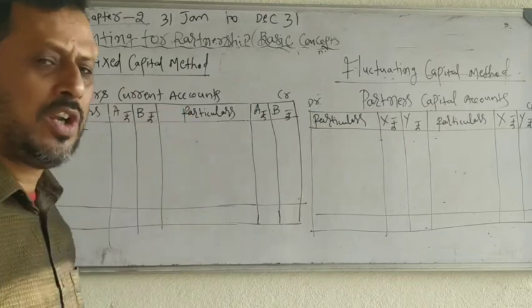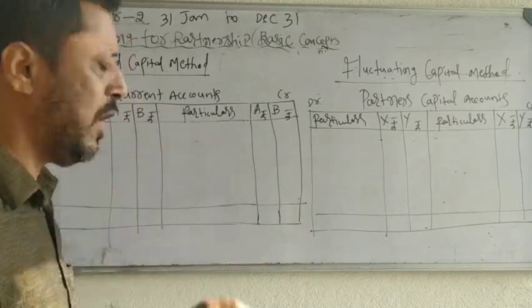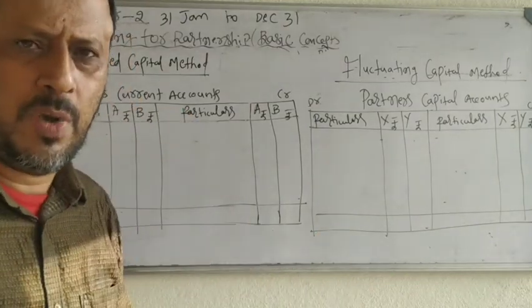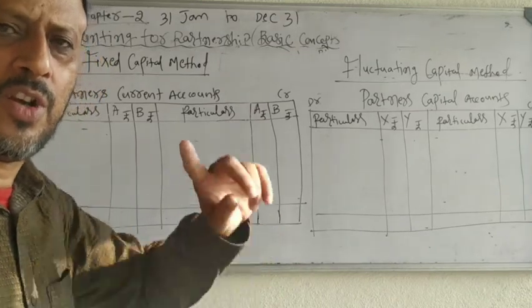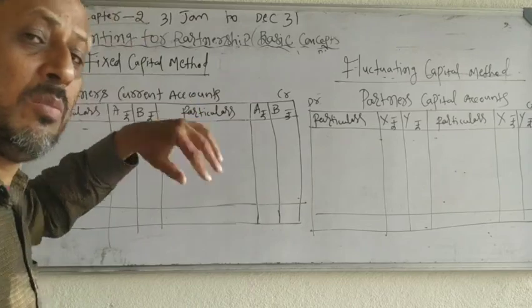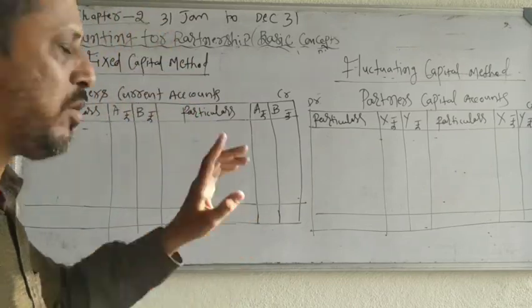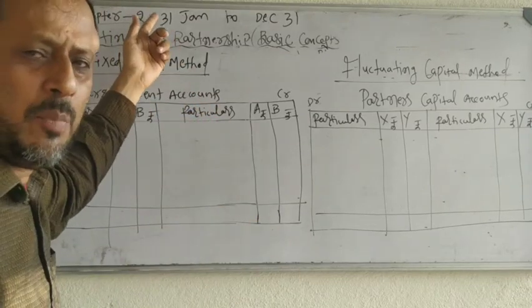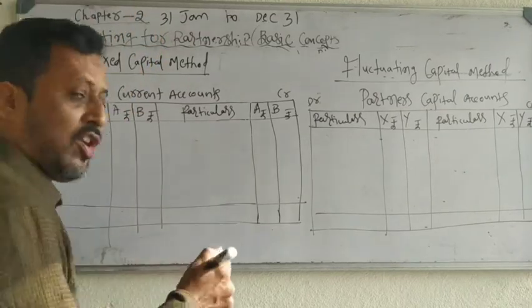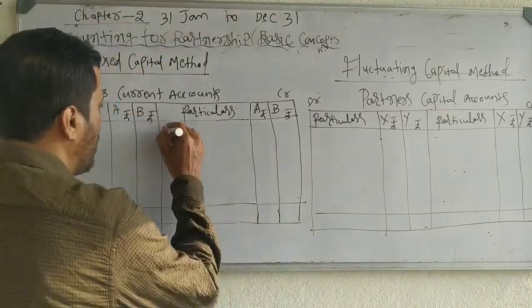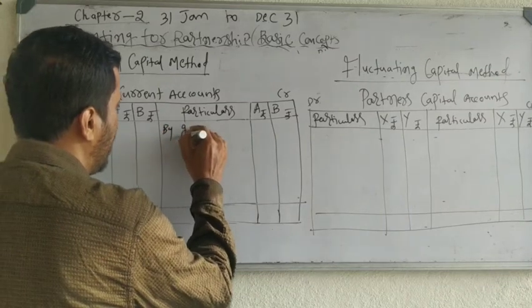Okay, I will record entries. In the fixed capital method, you should not record capital balance here. Why? Capital balance of the partner is recorded in the partner's capital account. In that account you have to record the partner's capital balance. Other entries like interest on capital are on the credit side, credited to the account.